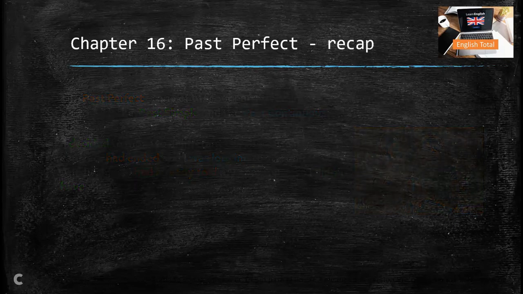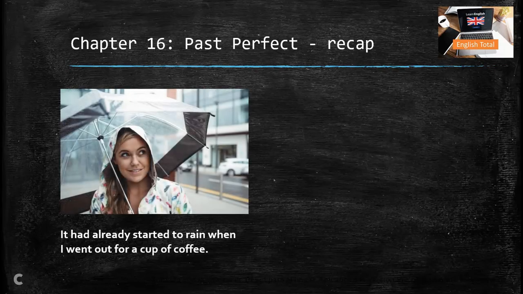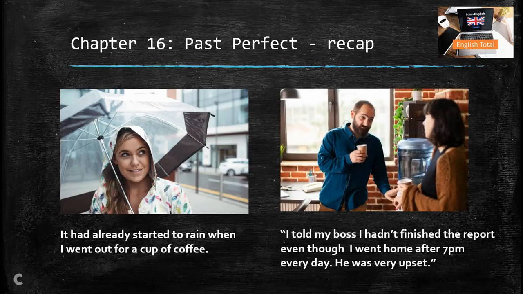Okay, let's recap. In today's lesson, you have learned to use the past perfect to describe events that happened before other events in the past. You have also learned that the past perfect is one of the 4 narrative tenses, which you can use when talking about things that happened at work or during vacation, for instance. It's a great tool for conversation.